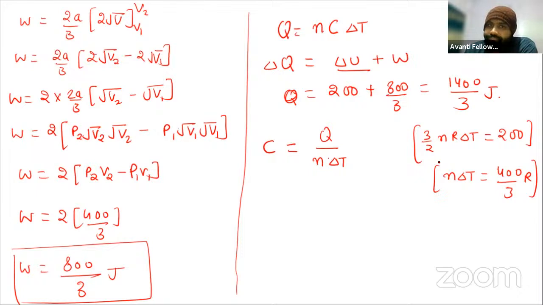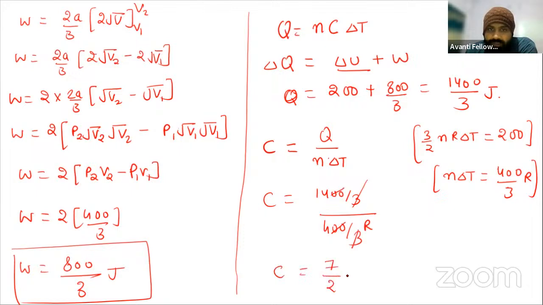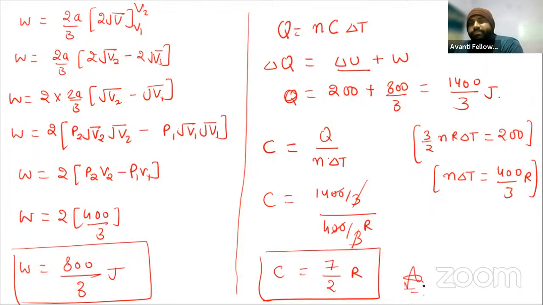Any kind of doubt? I hope it is clear to you. So C will be: the value of Q we have is 1400 by 3, and n delta T we have as 400 by 3 R. This 3 and 3 will cancel out, and the two zeros will cancel. So C will become 7 by 2 R. This is the molar heat capacity or molar specific heat in this process.